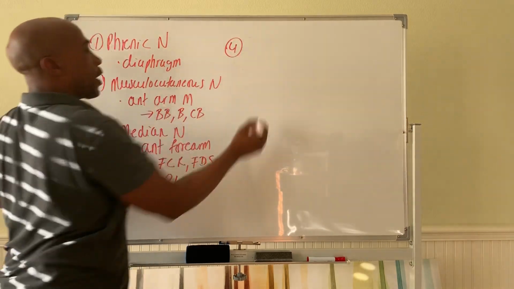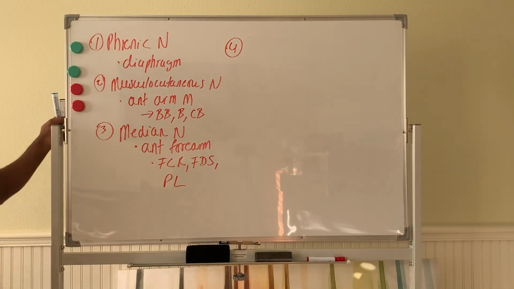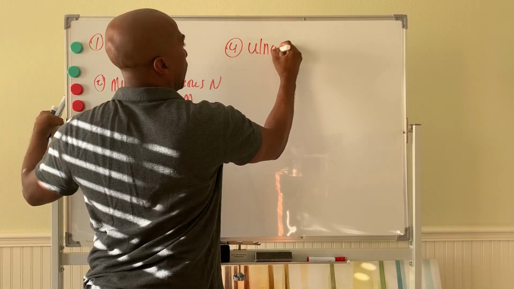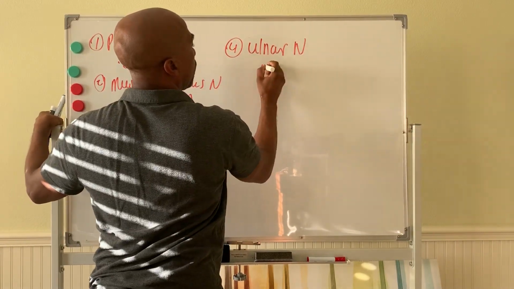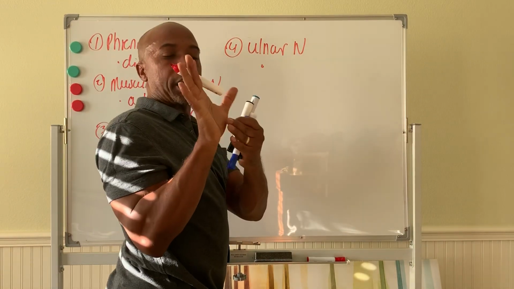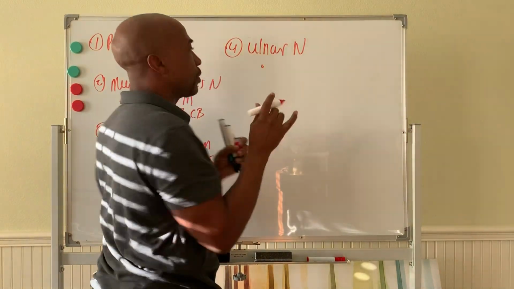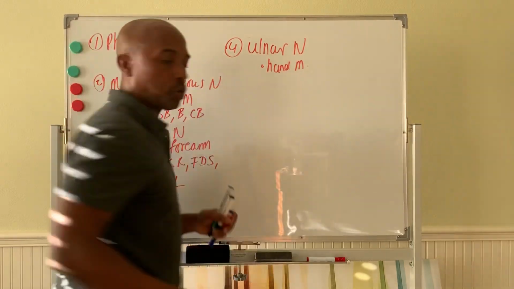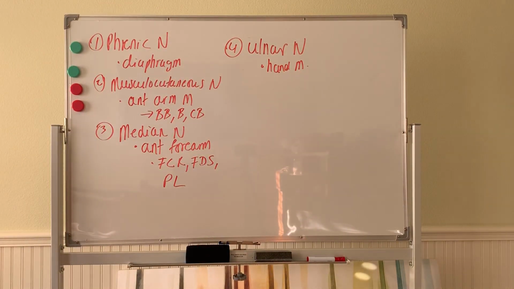Nerve 4, well, not nerve 4, but the fourth one we'll talk about is your ulnar nerve. This ulnar nerve goes to your hand muscles, things like your abductor pollicis brevis, for example. So your hand muscles are controlled by the ulnar nerve.